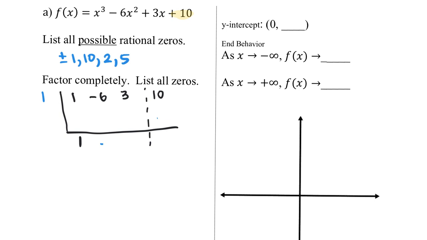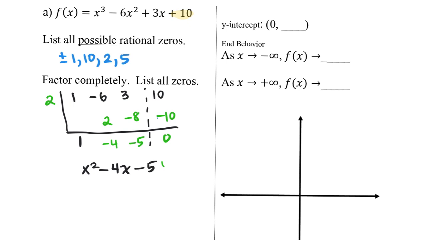What should I try next? I could try 2, or I could try negative 1, or you could go for 10 if you want. I'm going to try 2. Okay, 1 times 2 is 2. Negative 4. Negative 3 minus 8 is negative 5. 2 times negative 5 is negative 10. There's my 0 right there. So one of my zeros is 2. My leftover polynomial is x squared minus 4x minus 5.